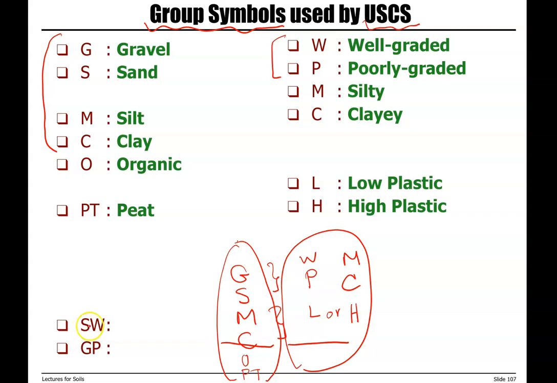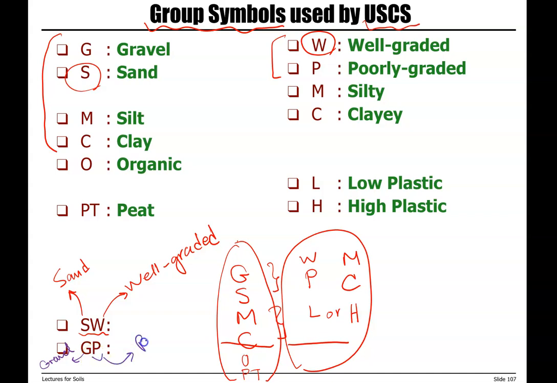So for example, SW: the first letter means that it's mainly sand, and that sand is well graded. S and W. Or here we have GP. G, when we use it, means that the soil is mainly gravel. And P means that it's poorly graded.